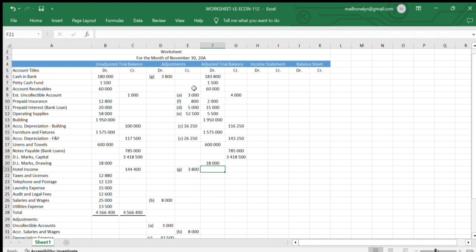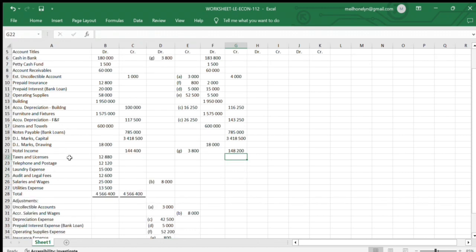Next is the hotel income. In this case, since they are both on the credit side, we will add them together and then plot this on the credit side. So 144,400 plus 3,800 is 148,200.